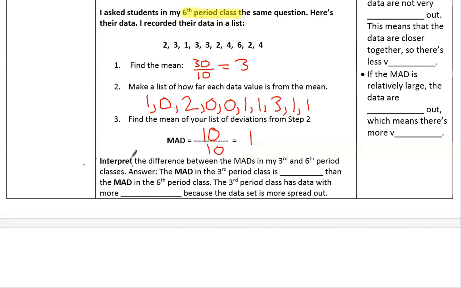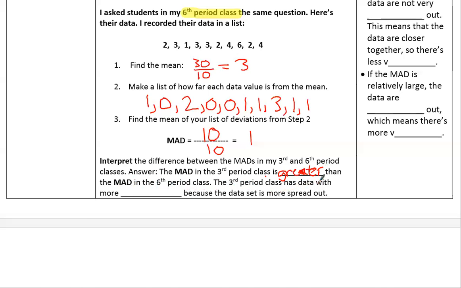So interpret means to take this math. What have we just done? We have a MAD of 1 in 6th period and a MAD of 2 in the 3rd period class. Interpret the difference between the MADs in your 3rd and 6th period classes. Answer: the MAD in the 3rd period class is greater than, isn't it, 2 versus this one's 1? Greater than the MAD in the 6th period class.